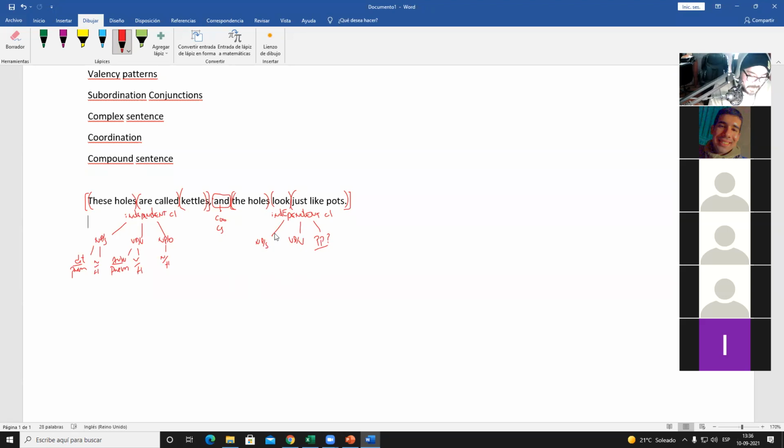Well, the idea is this. Number one, the idea of coordinating conjunctions, right? They link, they add clauses together. Second idea, the idea that independent clauses can be linked by a coordinating conjunction. And obviously that clauses are created out of phrases.